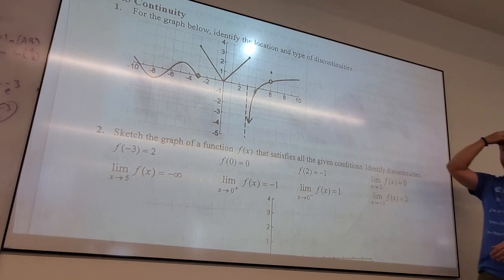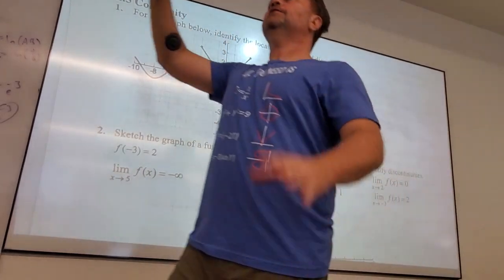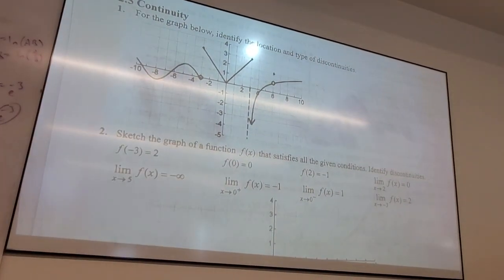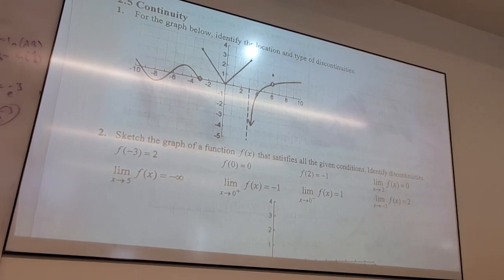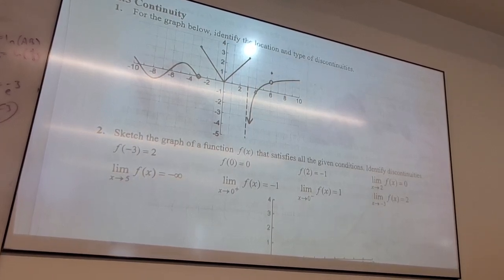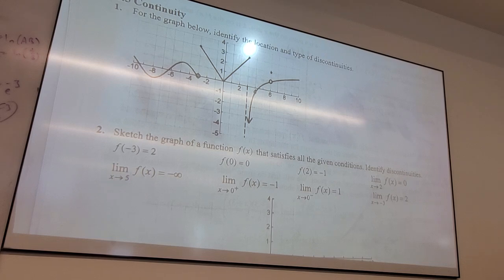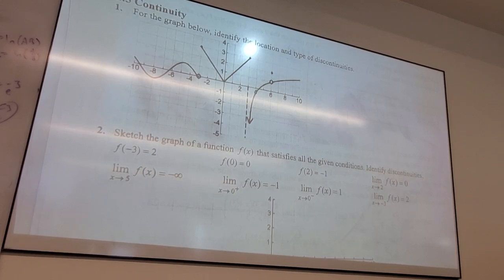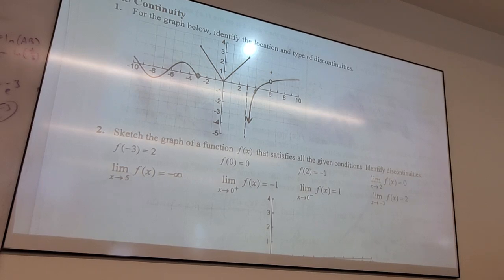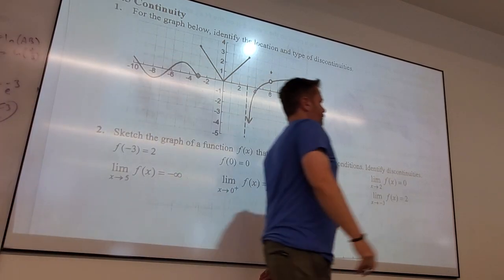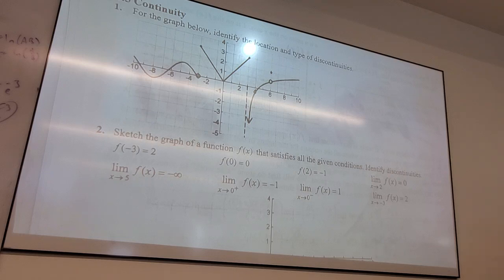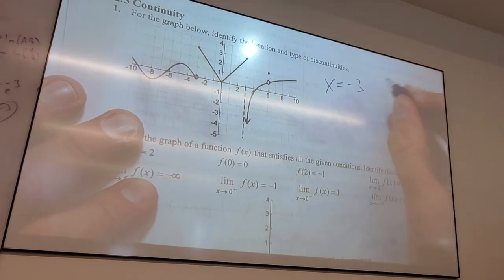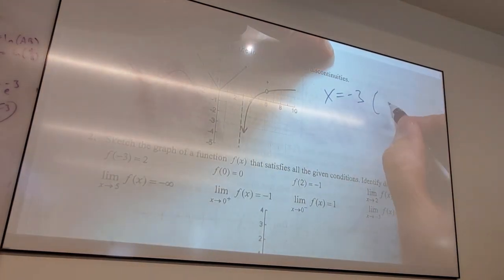Alright. So again, just like with limits, continuity is built on limits. The more you understand limits, the more you'll understand continuity. I could have started with this picture and just asked you on the first day, where do you think this is discontinuous? You could have probably given me some good answers. So now we know a little bit more here. Where's the first place this is discontinuous? Negative 3. So at x equals negative 3, what's the type? Jump. Good, jump.